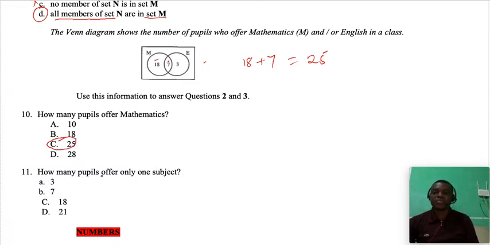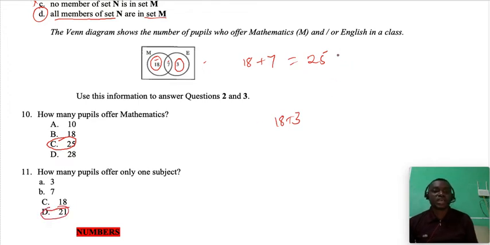How many pupils offer only one subject? Only one subject is only maths, this portion, and only English, which is this portion. So add the two, which is 18 plus 3, which will give us 21. And this is the answer, 21.